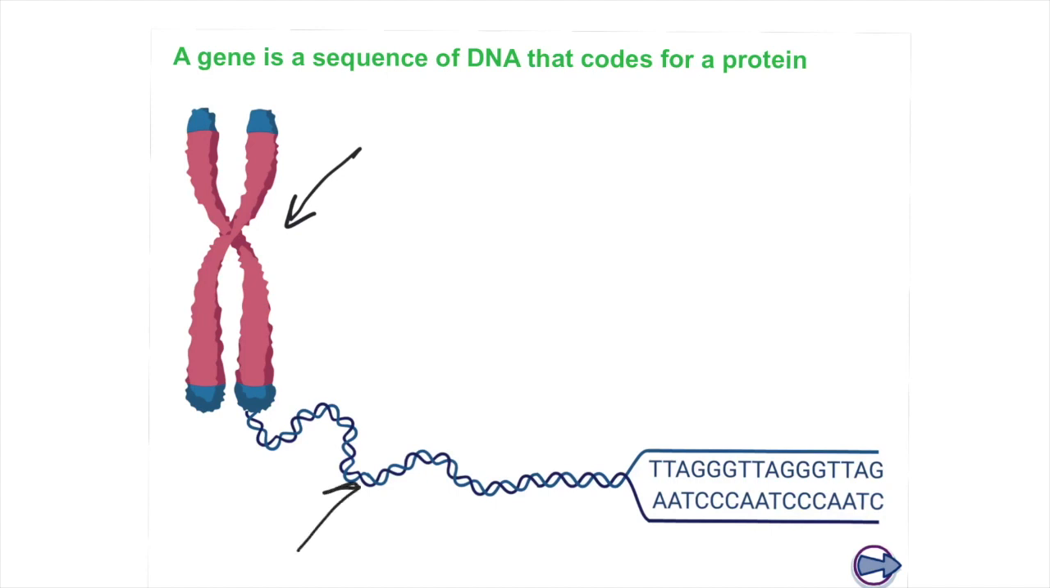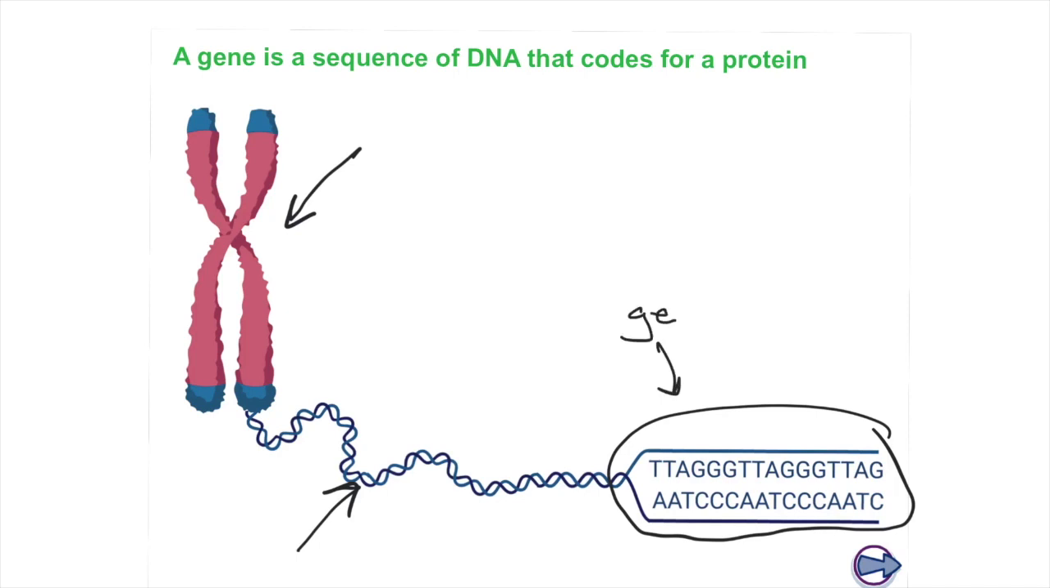So you can see the DNA double helix here. This is a section of DNA. So this is a gene. A gene, by definition, is a section of DNA that codes for a protein or a polypeptide. So DNA is not entirely made up of genes. Some sections are responsible for coding for proteins. These are the ones that are called genes.